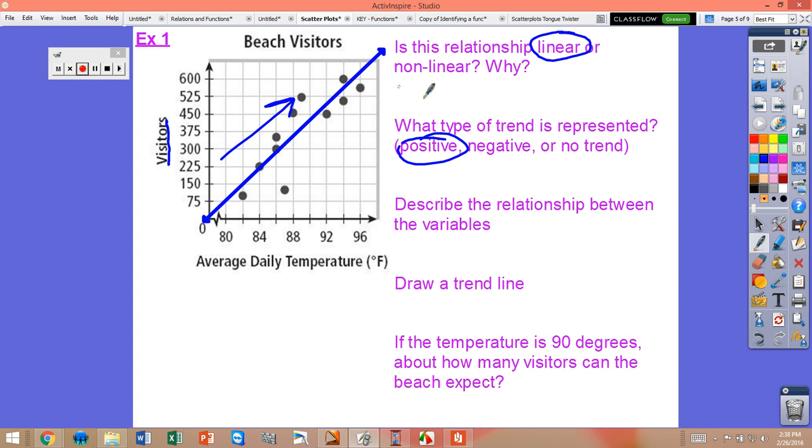I already drew the trend line, and then if the temperature is 90 degrees, about how many visitors can the beach expect? So after you draw your trend line, you're going to go to where it's 90 degrees up here, and you would say that the beach visitors would be between 375 and 450. So you could say about 400 visitors.